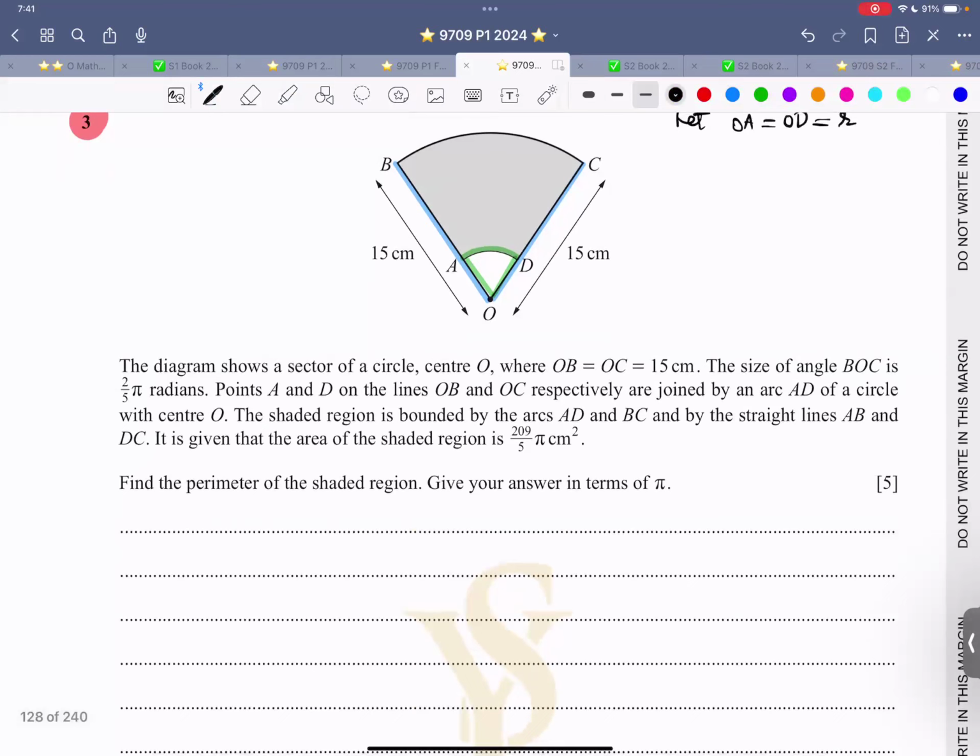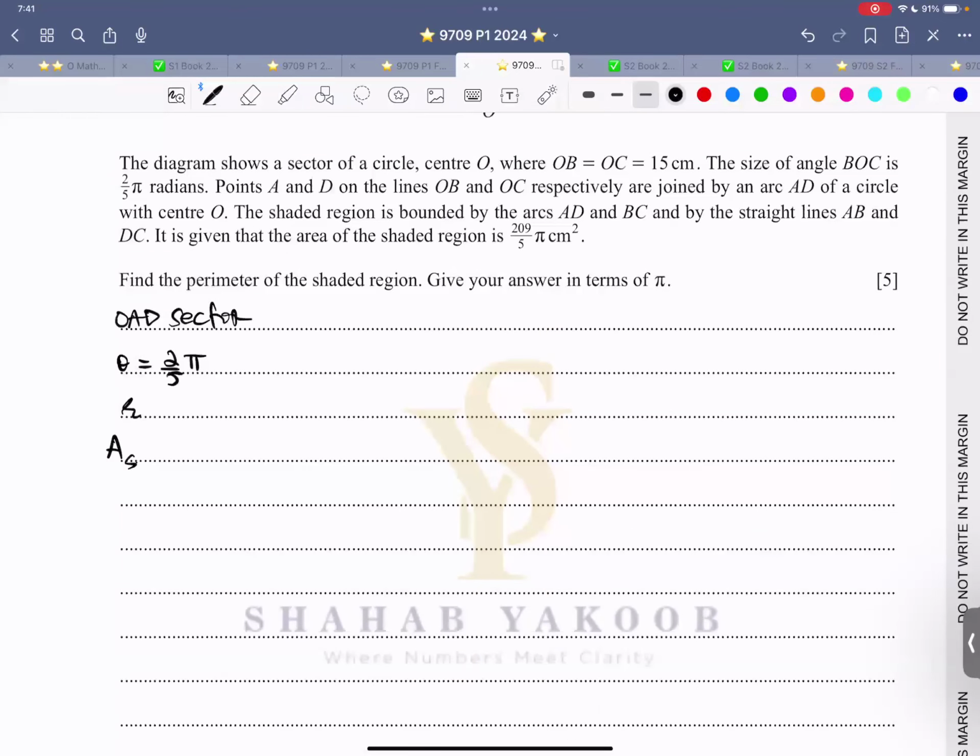So first of all, the OAD sector, the angle is how much? 2/5 pi. So this angle theta, let me label it, this is theta, that is 2/5 pi. And the radius is r centimeter. So the area of the sector is half r squared theta, theta is 2/5 pi, which comes out to be r squared pi over 5.